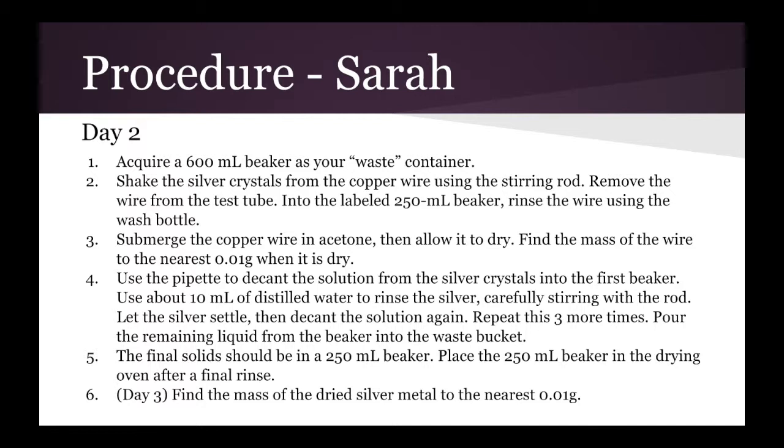Use the pipette to decant the solution from the silver crystals into the first beaker. Use about 10 milliliters of distilled water to rinse the silver, carefully stirring with the rod. Let the silver settle, then decant the solution again. Repeat this 3 more times. Pour the liquid from the beaker into the waste bucket. The final solid should be in a 250 milliliter beaker. Place the 250 milliliter beaker in the drying oven after a final rinse. On day 3, find the mass of the dried silver metal to the nearest 100th gram.